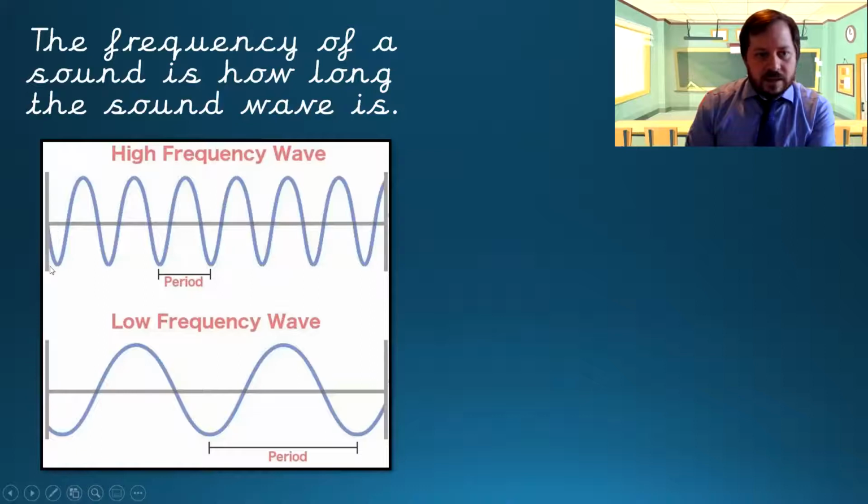So in this case, this is our high frequency. You can see the distance between the two bottoms, called a period, between the two troughs, which is the difference, and then the difference here. So the shorter, the more often the wave happens, the longer, the less often. So high frequency and low frequency.